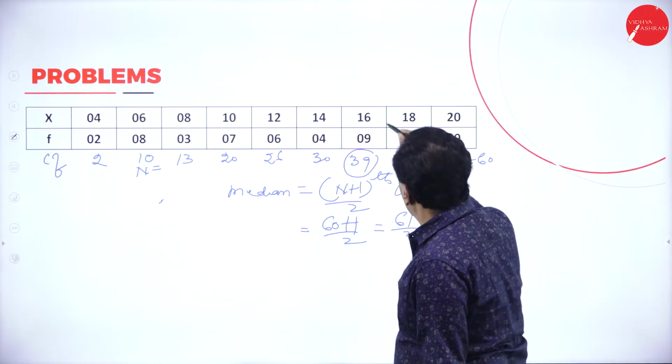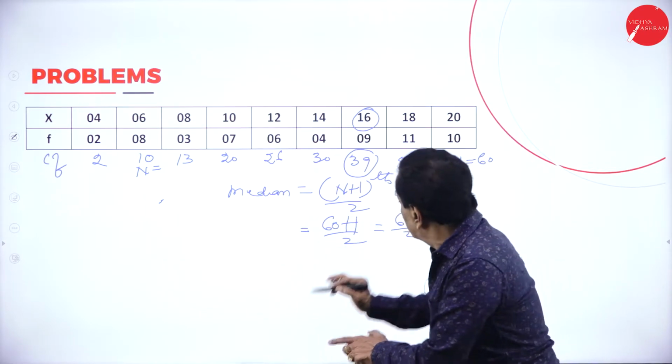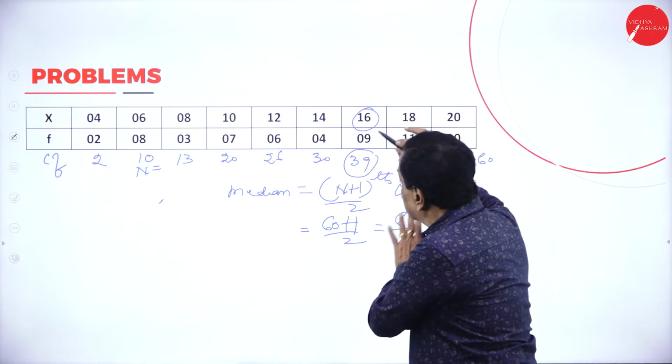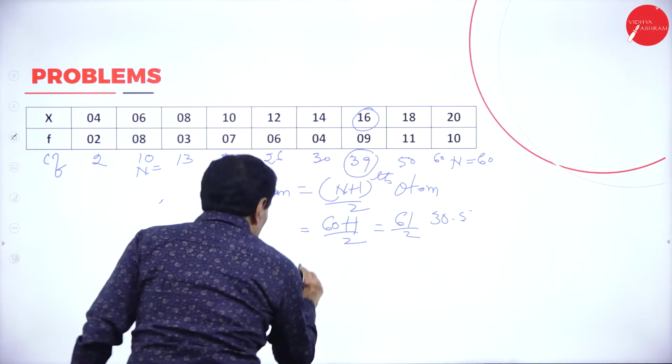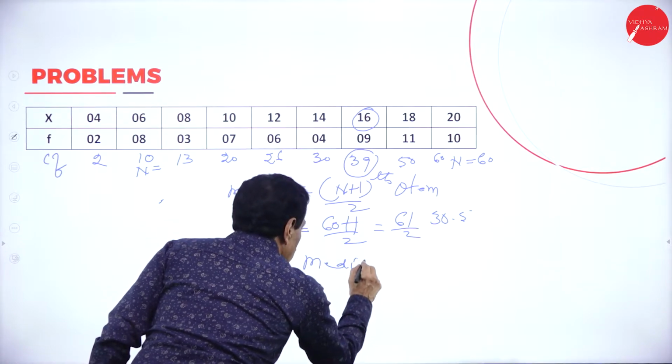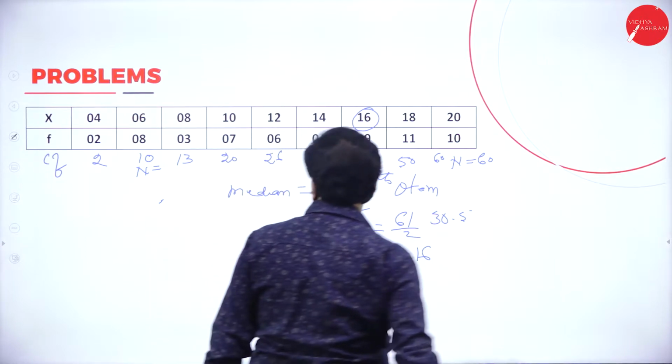What is the constant value? 16. Where will the 30.5 come? 30.5 will come under 39. The constant value is 16. Therefore, median is equal to 16. Shall I repeat once again?